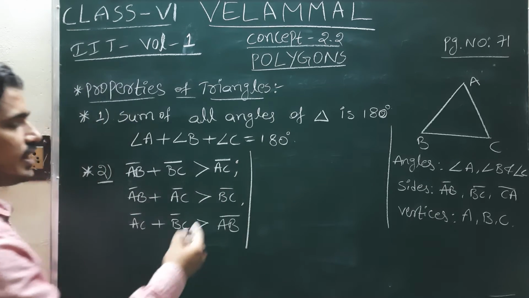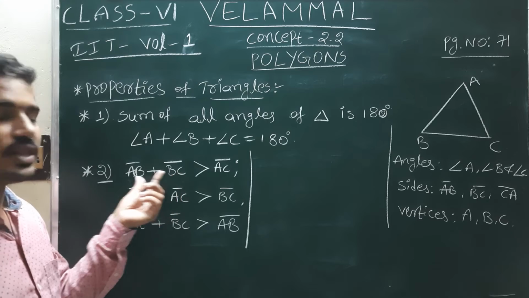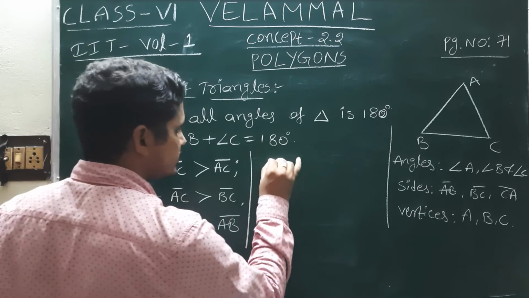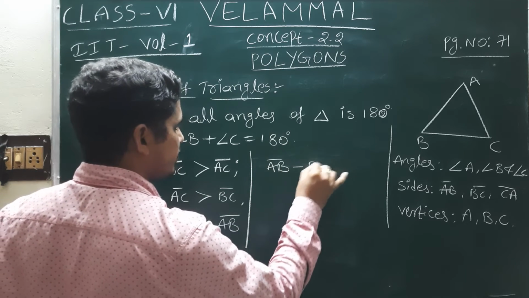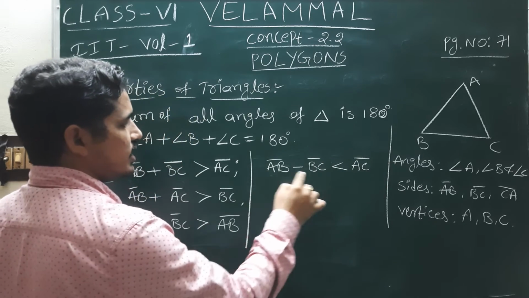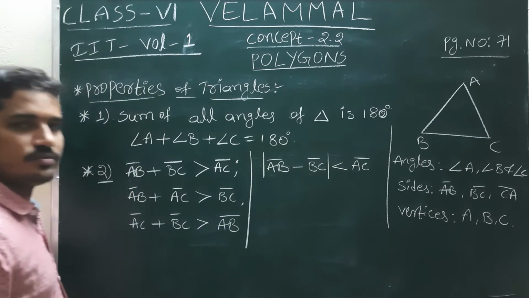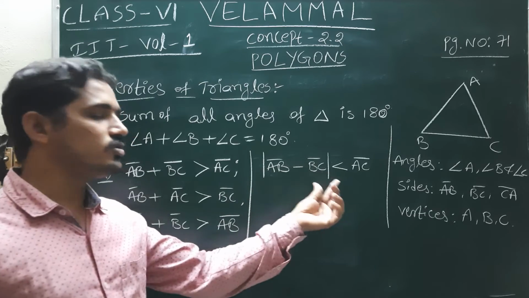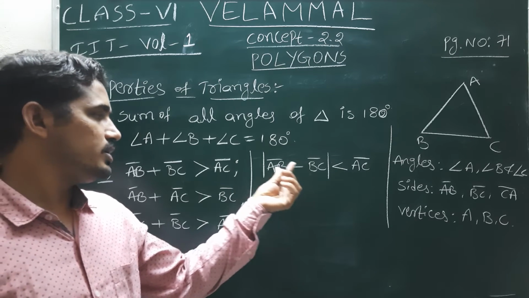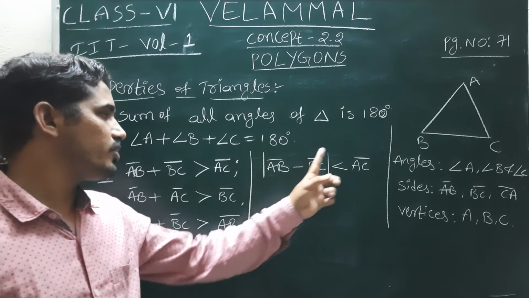Next is the difference. The difference between any two sides of the triangle must be less than the third side. So we can say the length AB minus the length BC must be less than the length AC. Here we are taking the difference. We can consider it as a modulus also, not an issue. Difference means the smaller value is subtracted from the larger value. In this, we don't know which one is greater, so that's why we are taking the modulus.